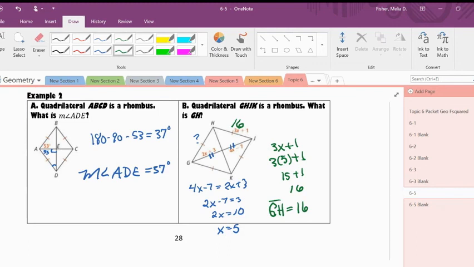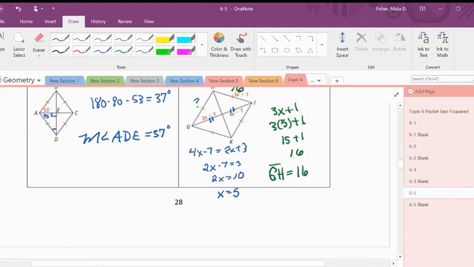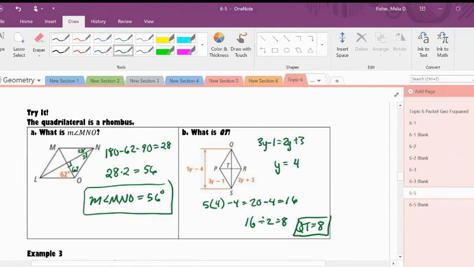Go ahead and pause your video, do the try-its, and come back to check your work. Thank you for pausing your video to do the try-its on your own. Go ahead and check your answers, and if you find that you're confused, it would be a great time to ask a teacher for some clarification.